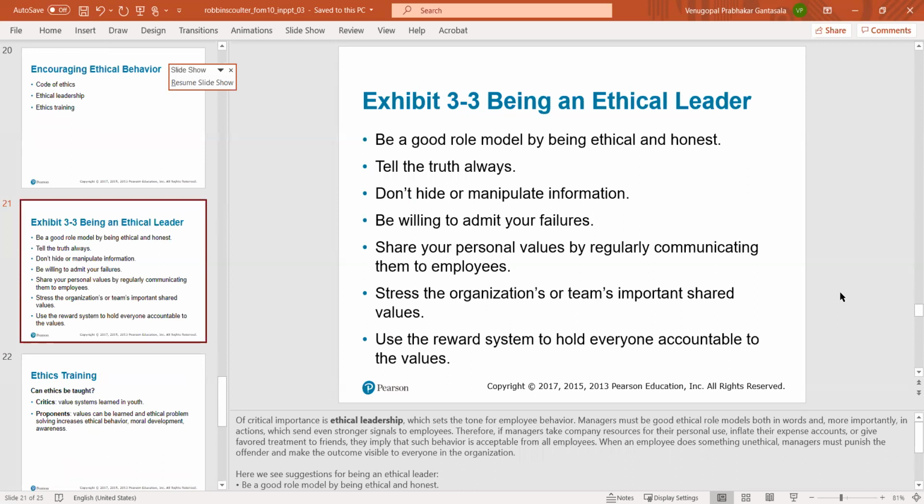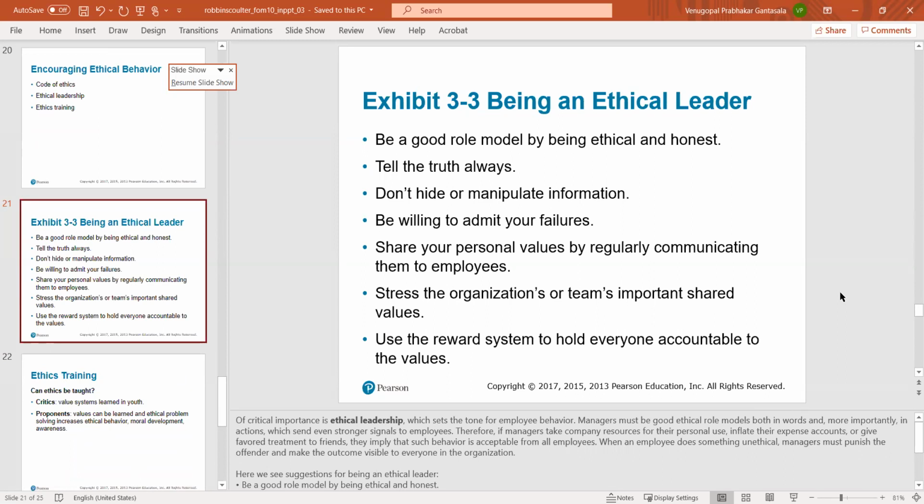Tell the truth, do not manipulate or hide information, and be willing to admit mistakes. Toyota, for example, had a problem with the brakes in one of their cars, the Prius model. They had this a few years ago. The Prius is a model of car that Toyota manufactures. They had a problem with their braking system and they had a massive recall.